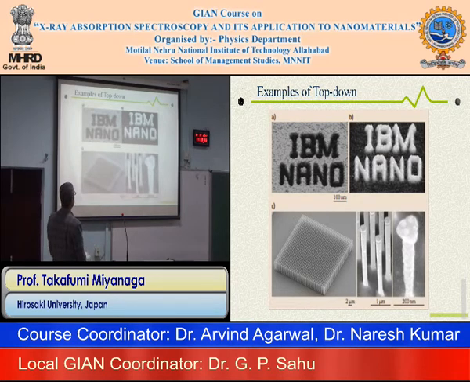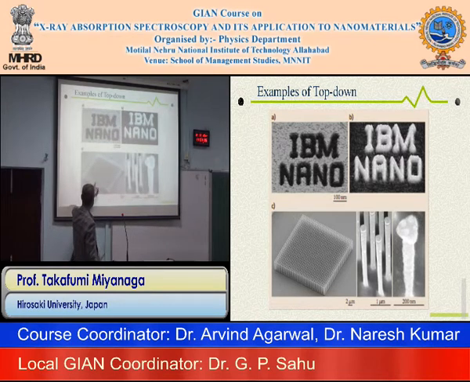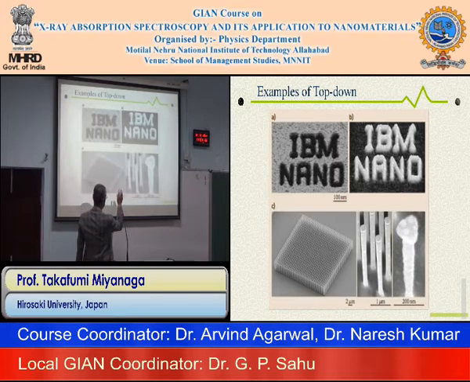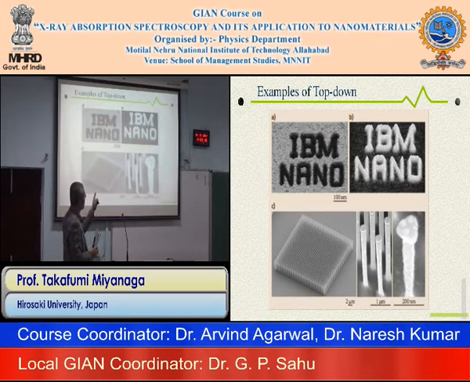So this is an example from the IBM company. And here are the sharp needles, more focused zoom up, that is the very sophisticated structure made of silicon.